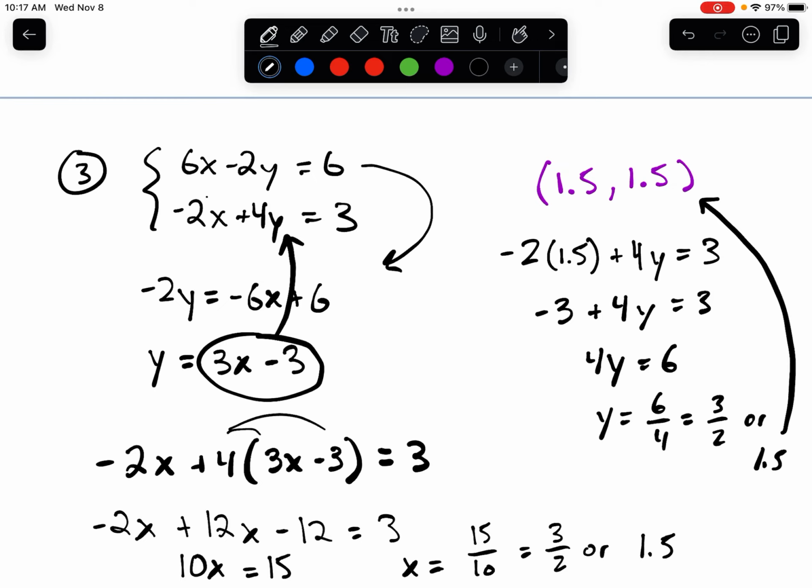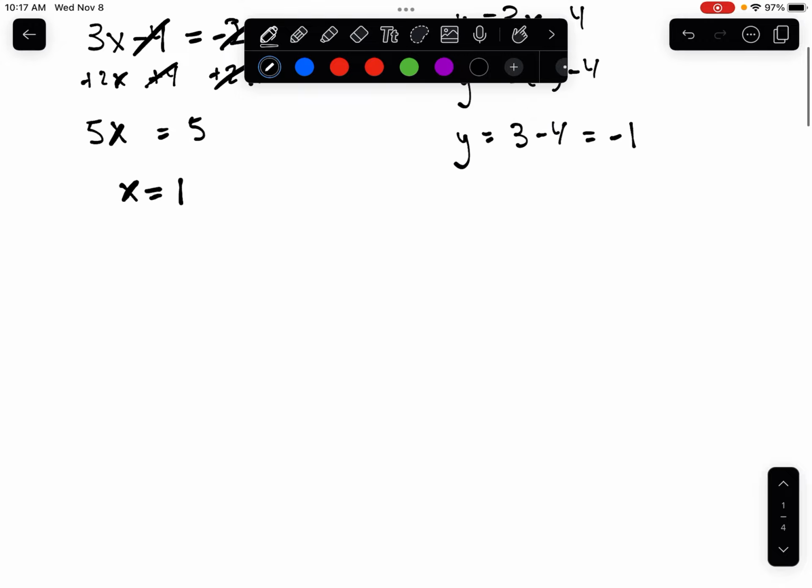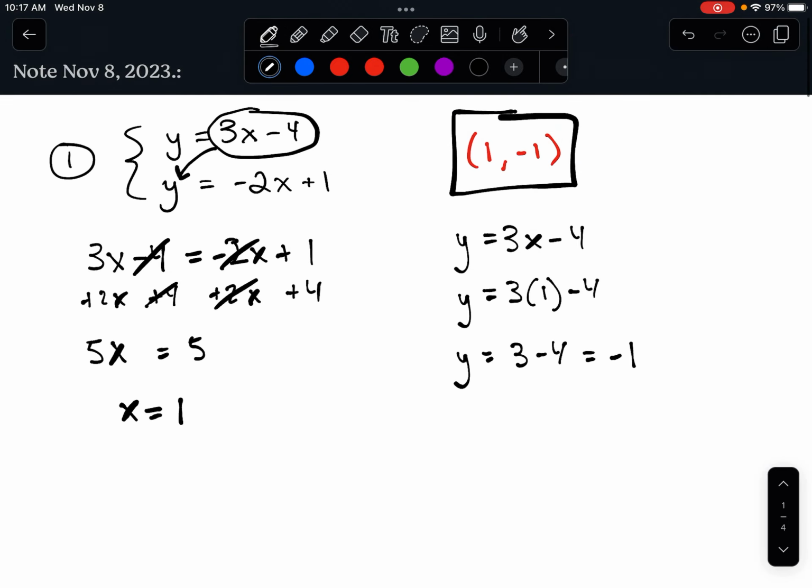All right, so the main thing when you're doing the substitution method is to isolate either the x or the y, whichever you think will be easier, right? Try to avoid any fractions. Obviously, some of these will already be set up for you nicely, right? Like this very first one, we already had y isolated, so we just plugged it in.